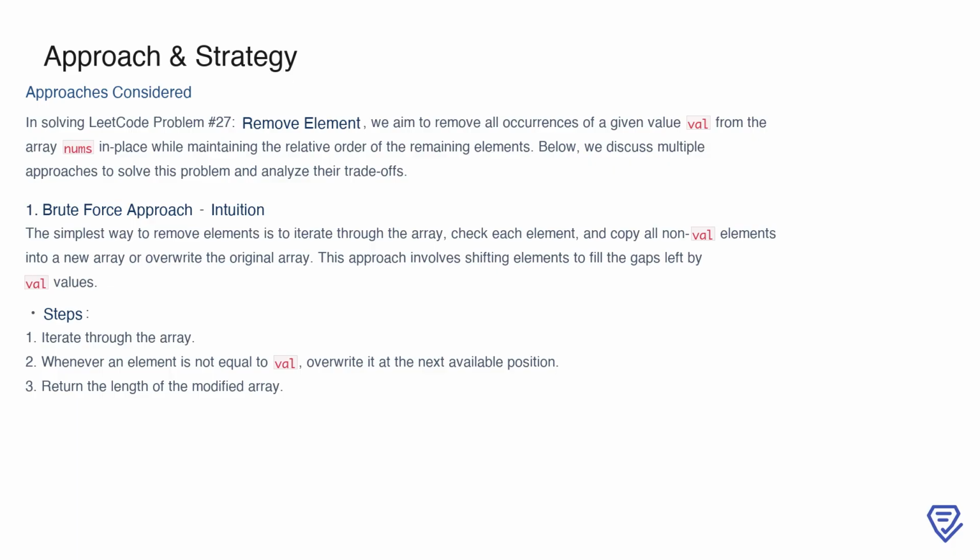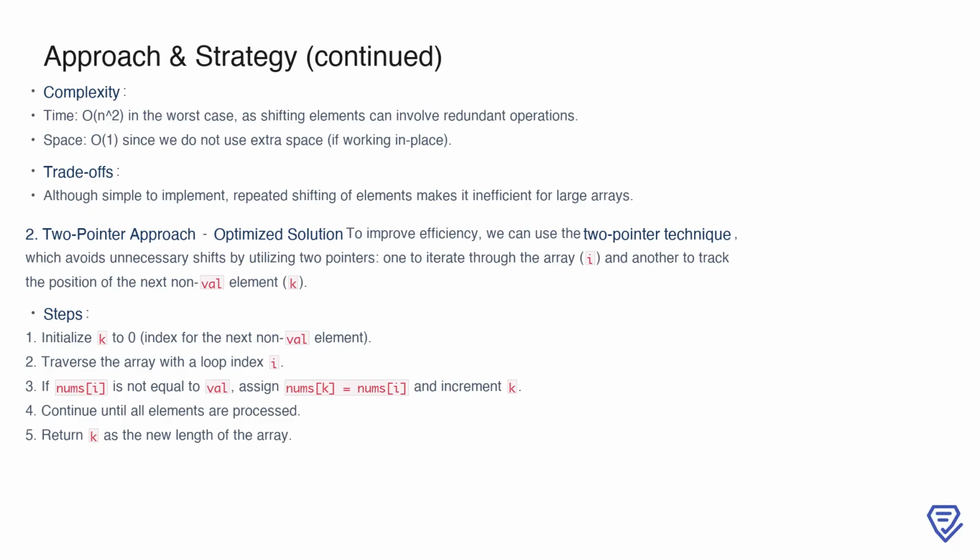Although this method is simple to understand and implement, it involves repeatedly shifting elements to fill the gaps, which can be computationally expensive. When analyzing the brute force approach, we see that its time complexity can reach O(n²) in the worst case due to the repeated shifting of elements. However, it has a space complexity of O(1), since no additional data structures are used, and all modifications are made in place. While this method is easy to implement, the main drawback lies in its inefficiency for larger arrays, where the repeated shifting results in redundant operations.